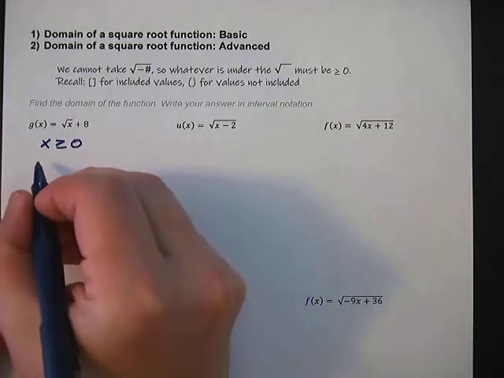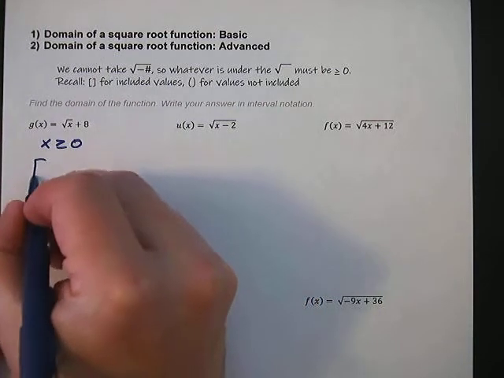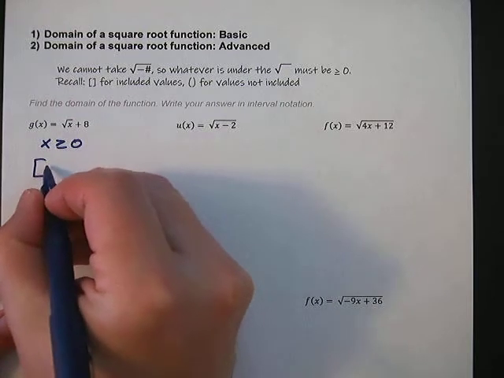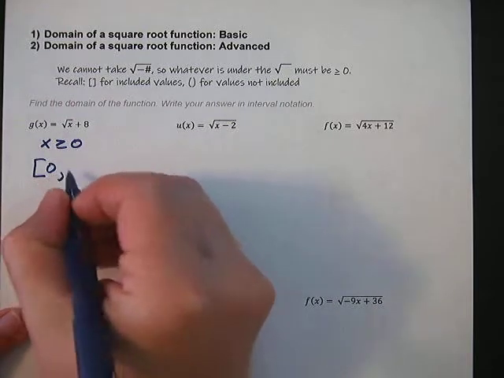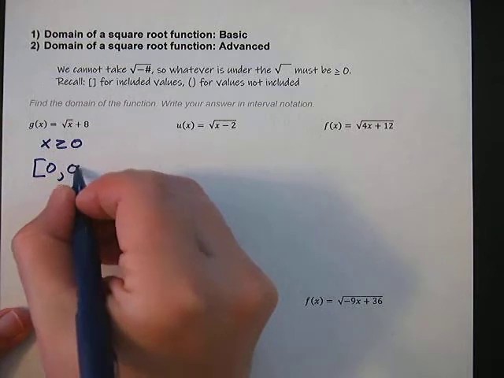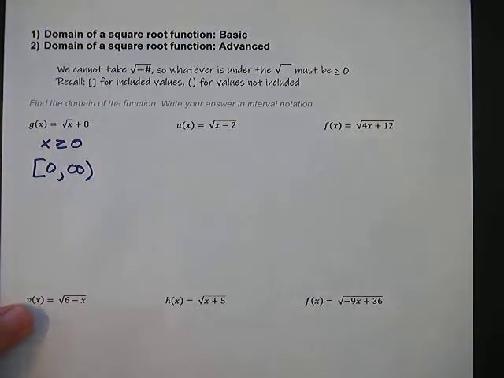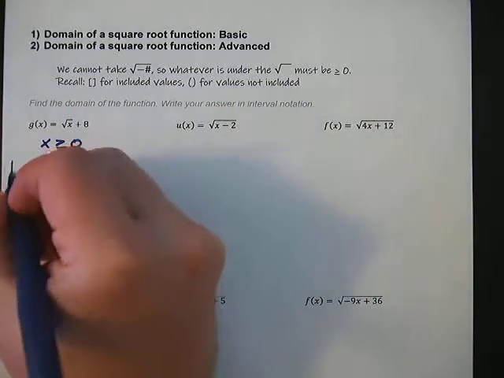In interval notation, that's going to look like this: bracket, because of the equal to sign, 0, comma, and it goes all the way out to infinity. So that's your answer in interval notation. Alright, so that is the domain.